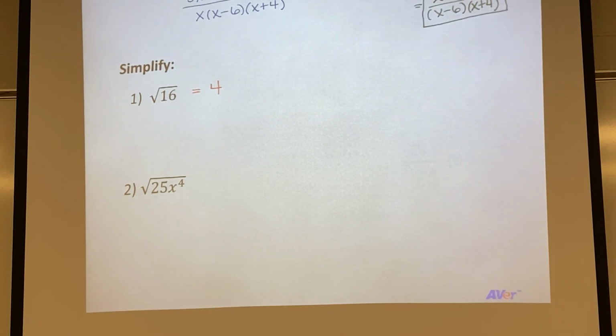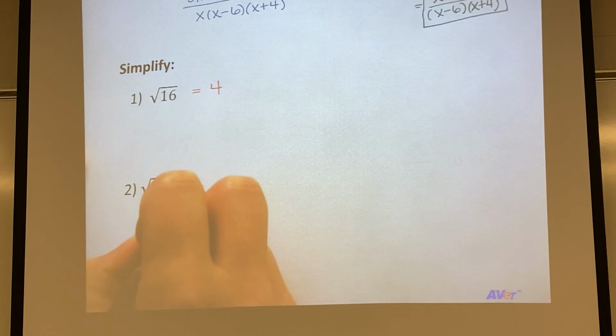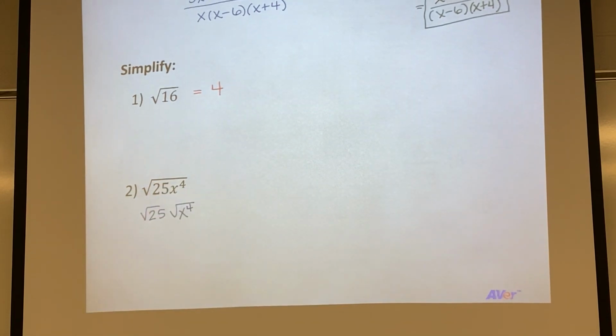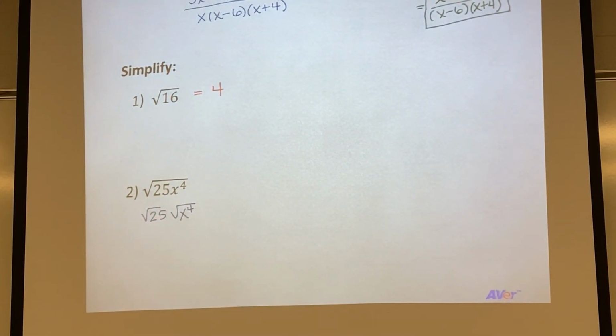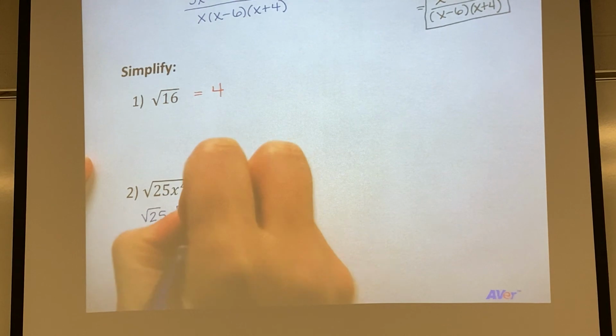Well, what you're going to want to do is think of these as two separate problems. So we're going to think of it as square root of 25 is one thing, square root of x to the 4th is something else. So think of them independently. So what's the square root of 25? Well, it's 5. Okay, so we're done with that.